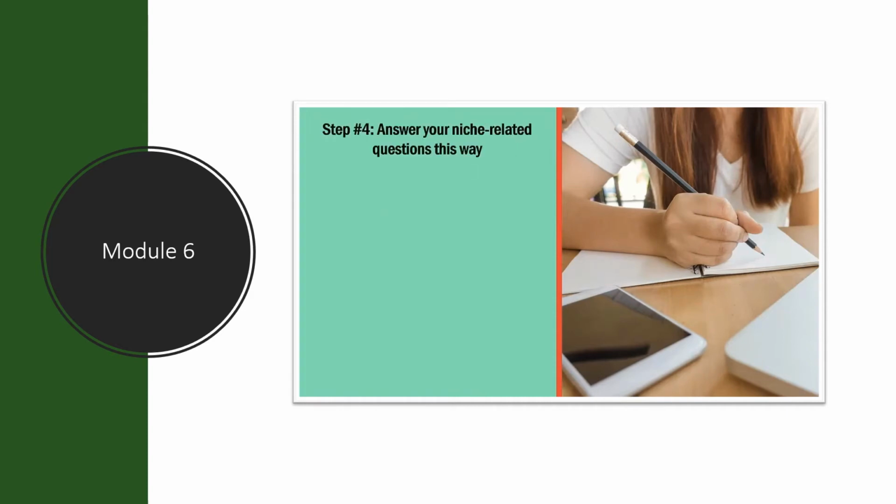Step number 4, answer your niche-related questions this way. Throughout my years of marketing on Quora, I've noticed certain patterns that grabbed more eyeballs and produced more results. Your answers should fit the following pattern. First, you need to answer the question directly. Read the question several times. What are they asking? What are they not asking? Are there any limits to the answers that they're looking for?